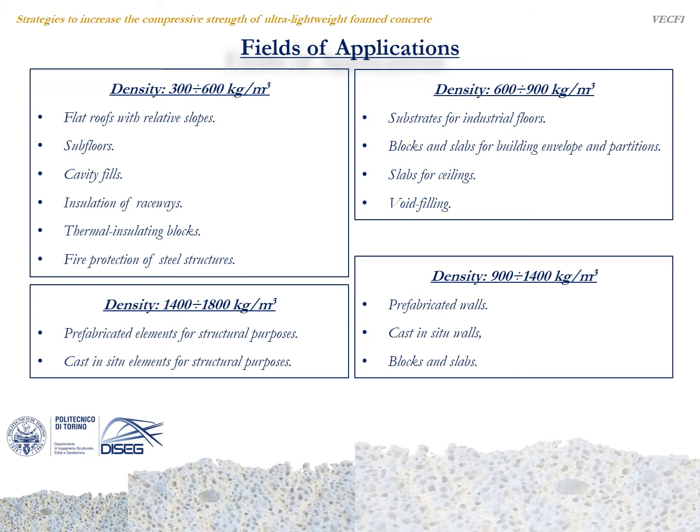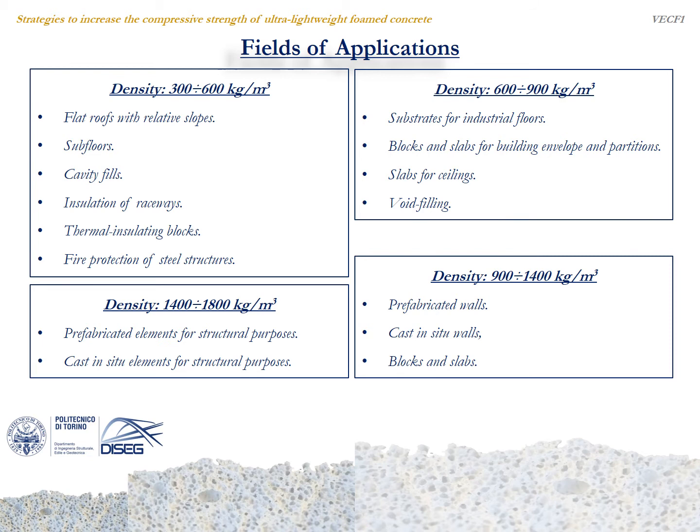Obviously, density plays a crucial role in defining the properties of foamed concrete. An increase in the volume of foam in the mixed proportion will lead to a decrease in the density of the cementitious material, since the air bubbles will occupy a greater part of the volume. Based on the density, foamed concrete is used in different ways. In the density range between 300 and 600 kg per cubic meter, foamed concrete is used in flat roofs with relative slopes, subfloors, cavity fills, insulation of raceways, thermal insulating blocks, fire protection of steel structure, and, in general, any type of filling where high thermal insulation is required.